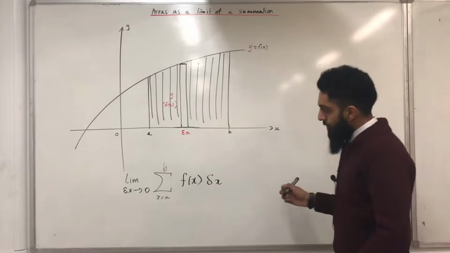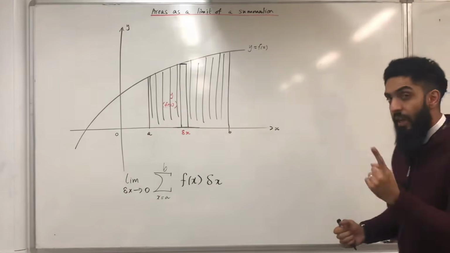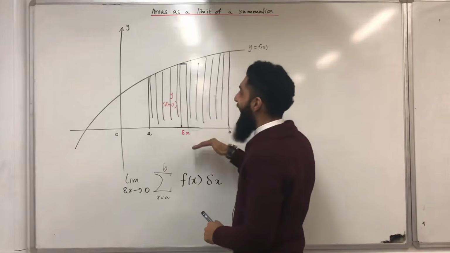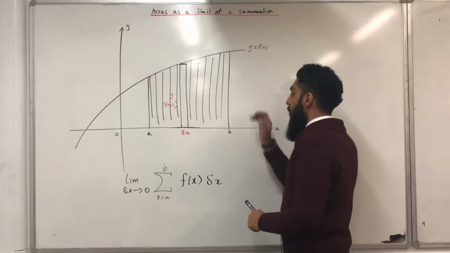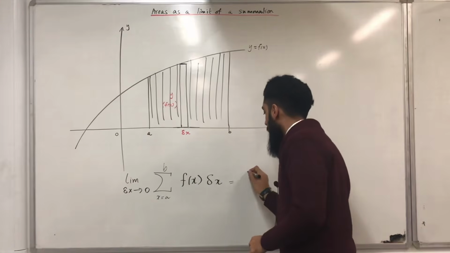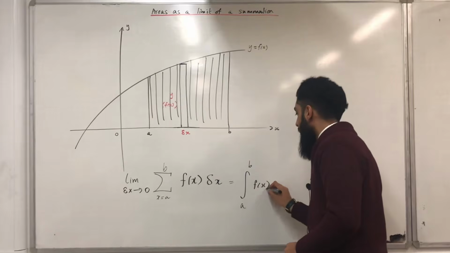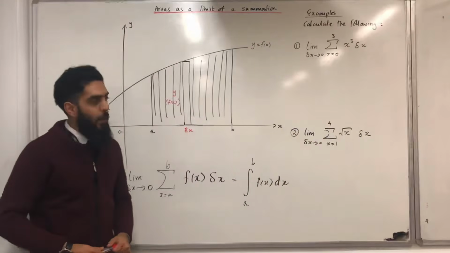Alright, what does this actually represent then? Well, we know that the area bounded by the curve y equal f of x, the x-axis, the line x equal a and the line x equal b is just the integral from a to b of f of x dx. Let's have a look at some examples.